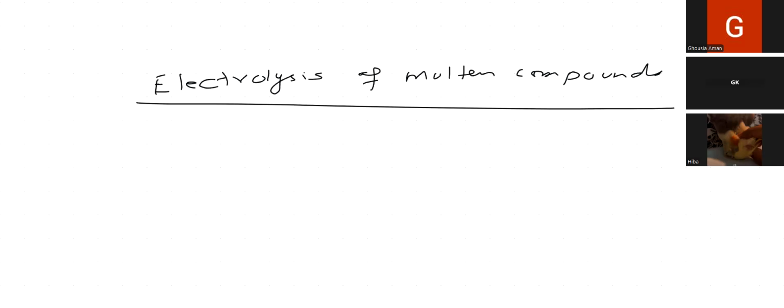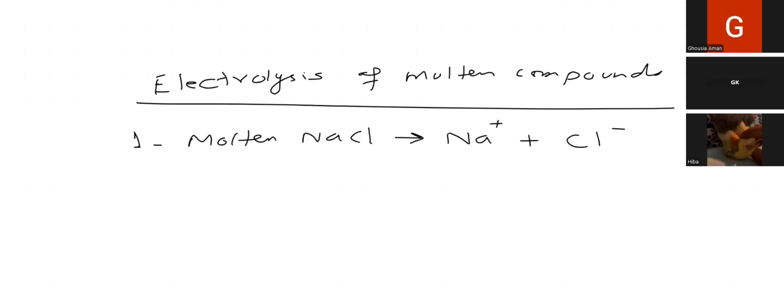sodium chloride. When you melt sodium chloride, it will split up into sodium cation and chloride anion. Now, what will happen at the cathode? Cathode is the negative pole. And what will happen at the anode? Anode is the positive pole.